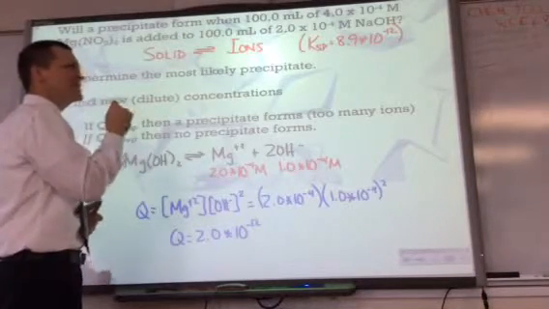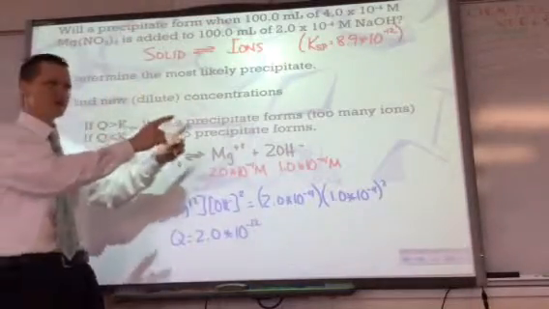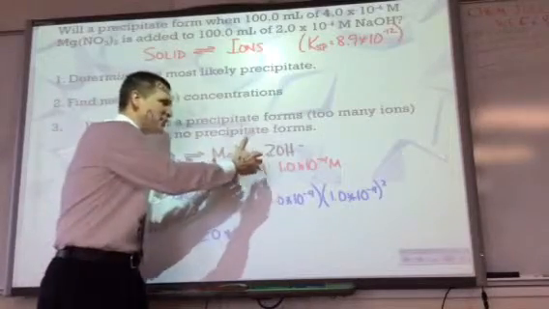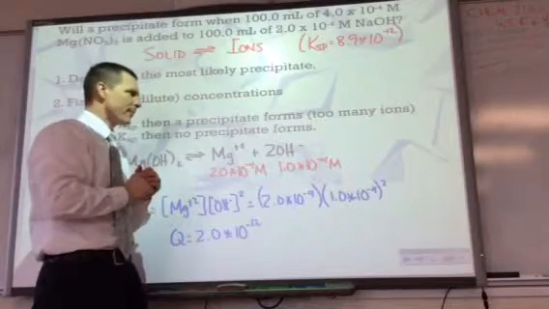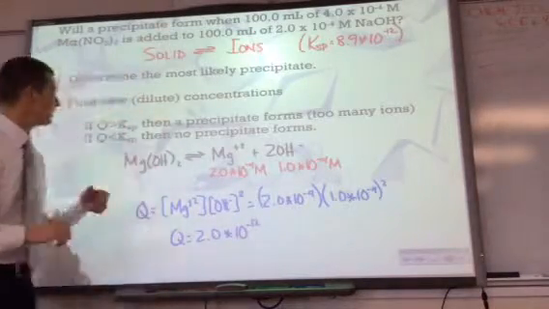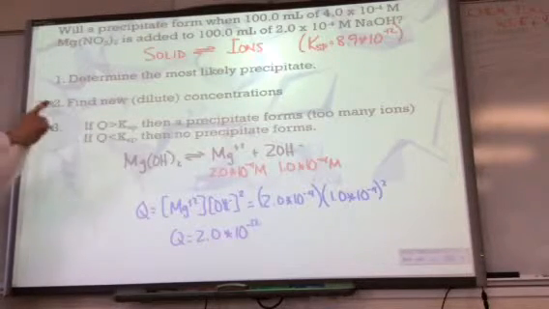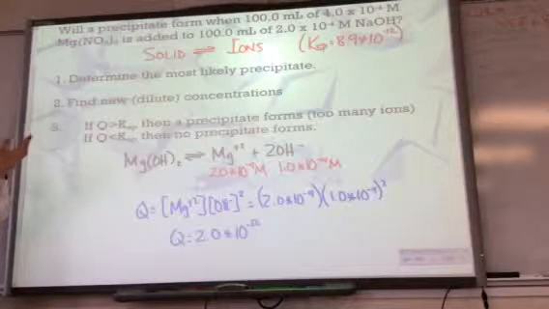If Q is less than K, that means that the reaction tends to shift to the right. It's not concentrated enough to shift to the left. No precipitate forms in this case. If Q is less than K, no precipitate is going to form because the reaction is tending to go to the right. So everything just stays clear and dissolved, no cloudiness, no precipitate forms.